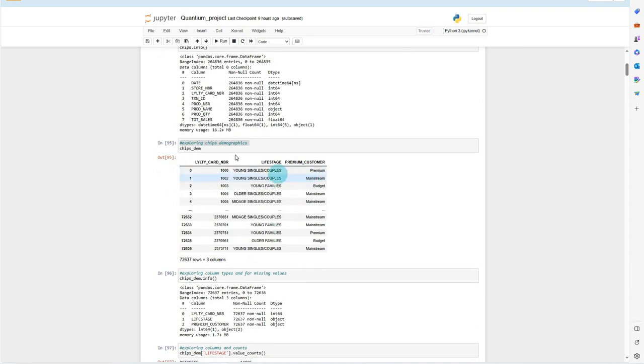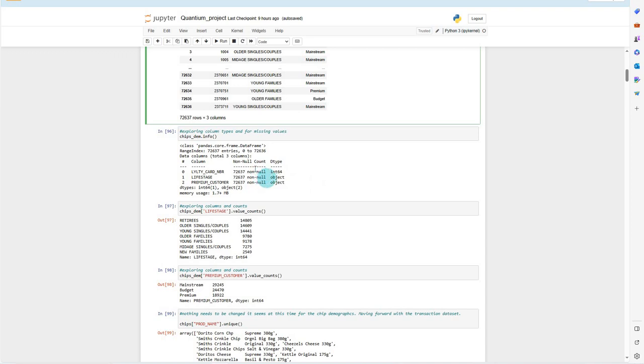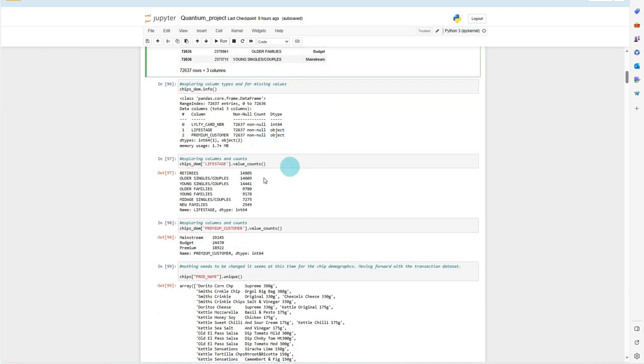And then looking at the next data set that they give, the demographic information. They have the loyalty card number, so merging it later will be easy based on loyalty card number. They have a life stage category, which I'll go into in a bit, and a premium customer category. Again, no missing values. I checked the data types and did some initial viewing of what categories there are in each.